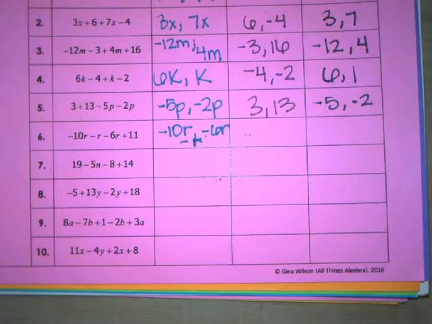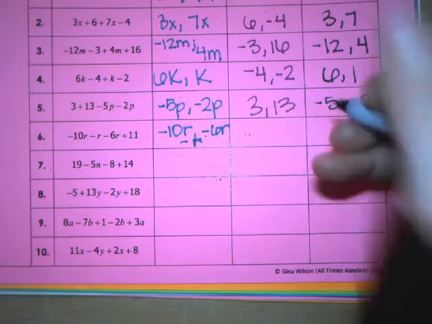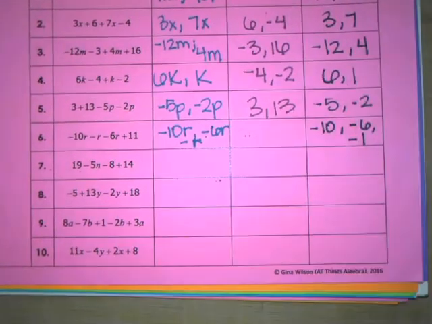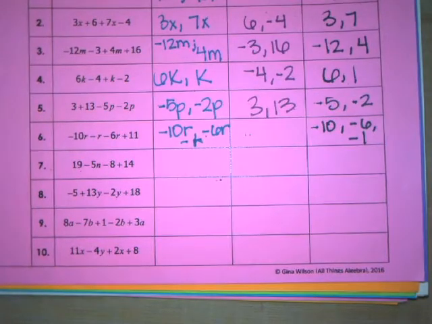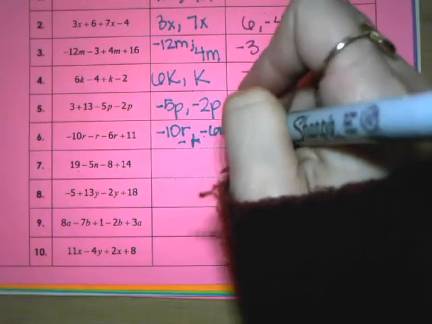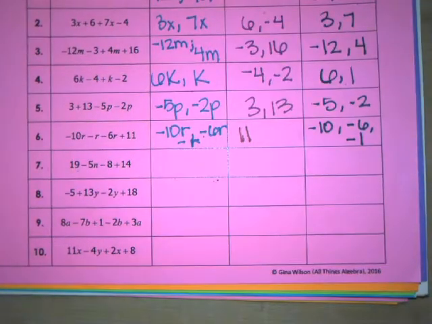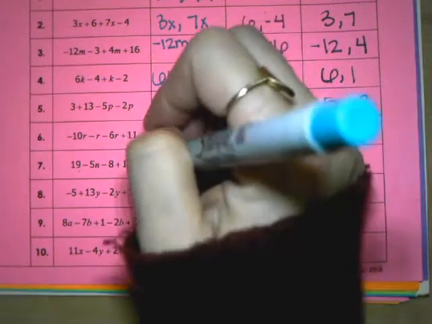What are my coefficients? -10, -6, -1. Excellent. 12. What are my constants? 11. Perfect. 10. Number 7. Variable terms. What are they? -5 and Perfect.